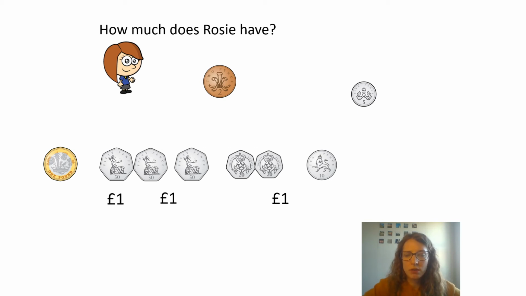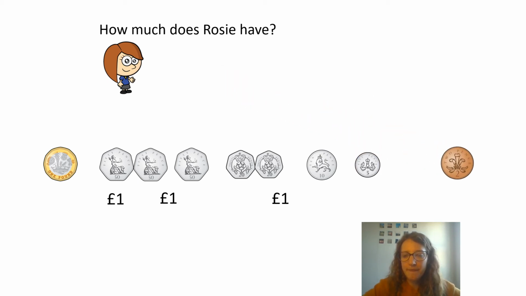1, 2, 3. Remembering each one is worth 100 pennies. And then I've got my last 2 coins, 5 and 2, which is 7. So have a think, what would that be in pounds and pence?